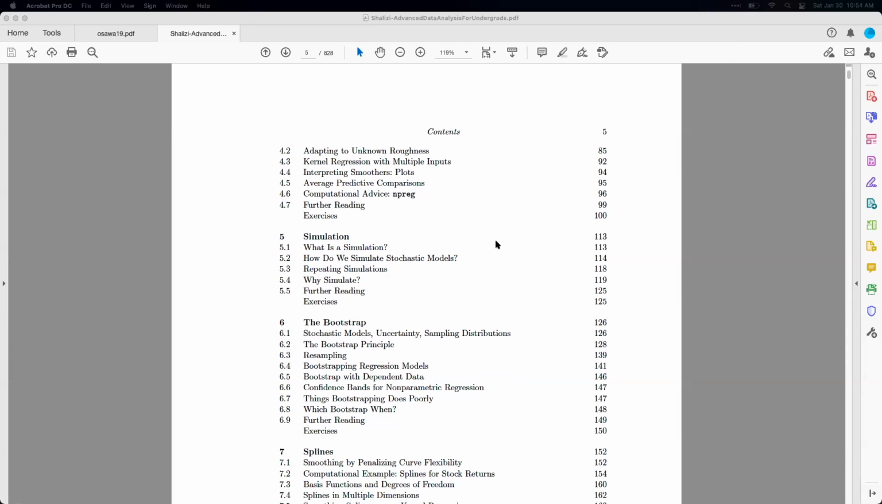Okay. So that is about chapter 4. Chapter 5 is about simulations.